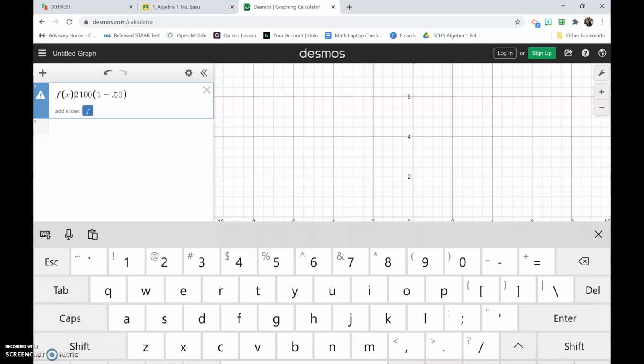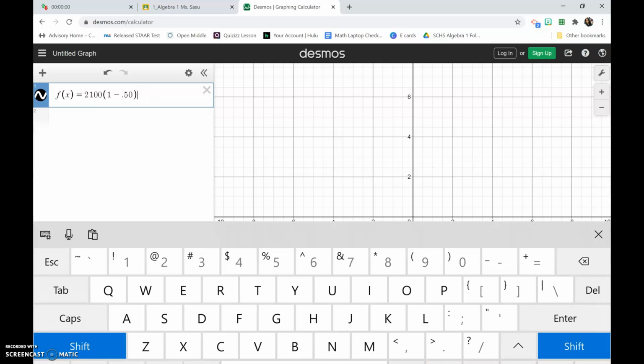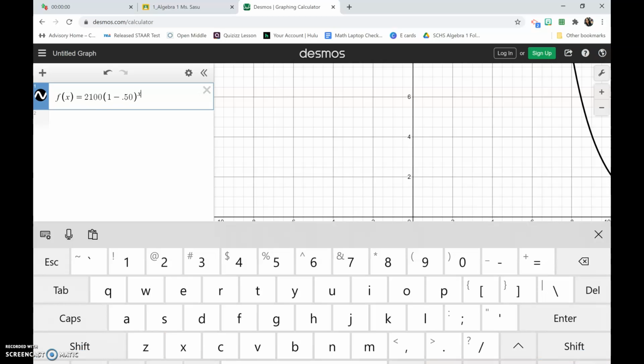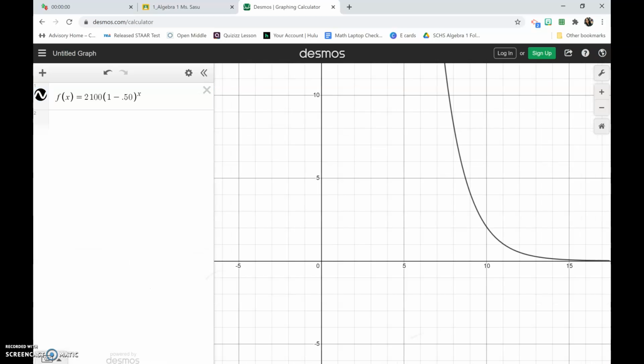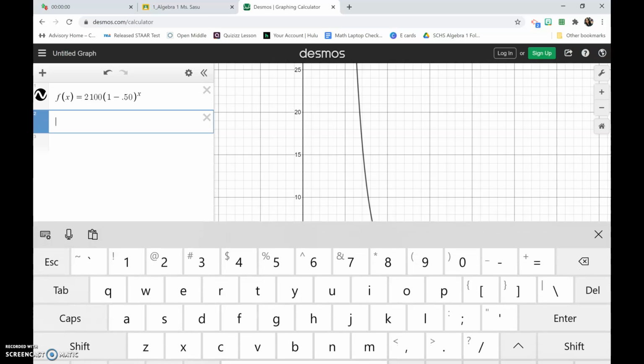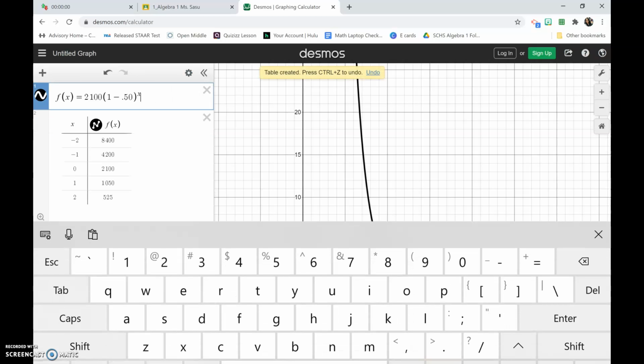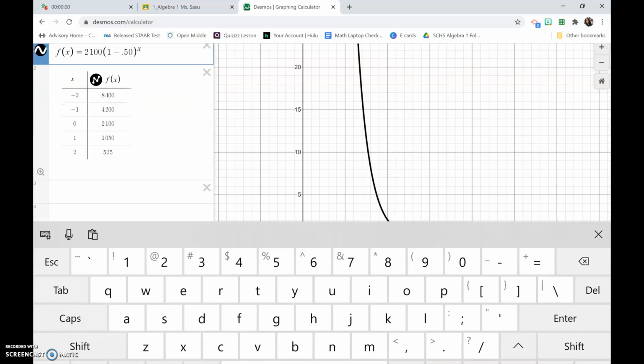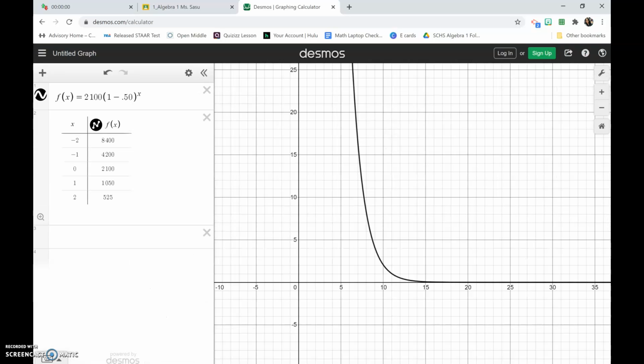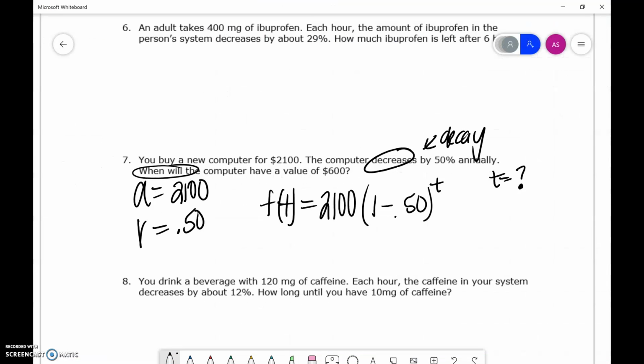I'm not gonna use t because I'm not sure if the calculator recognizes that. And what I'll do is I'll put this to the x. Okay, so now I have a graph of what's going on. So I'm gonna look for where this will be that amount that they asked for. So I'm gonna see if I can get a table of values. And what I'm looking for is when will it be 600? Now it's not gonna be exactly 600 on a table, but we know that 600 falls between 1 and 2 here. Okay, so I'm gonna just say that the computer will be $600 between 1 and 2 years. Okay, so somewhere between there, that will be the amount that the computer is worth.